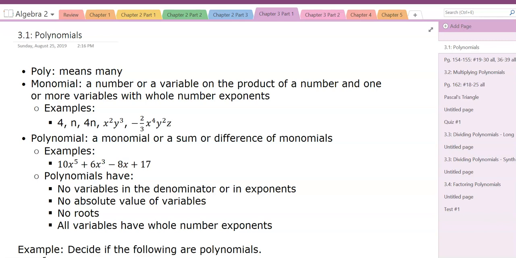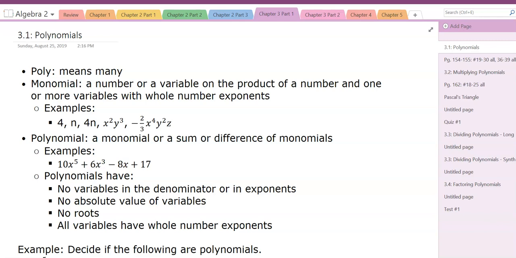Now a monomial is a number or a variable or the product of a number and one or more variables with whole number exponents. So this could be singular terms, just a number or just a letter, or you could have a number with a letter, like 2x, or a number and a bunch of letters, but they're all one term, just stuck together. They give you some examples here, like 4n, x squared, y to the third, negative 2/3 x to the fourth y squared z. They gradually start adding more and more, but each of those individually would be considered a monomial.